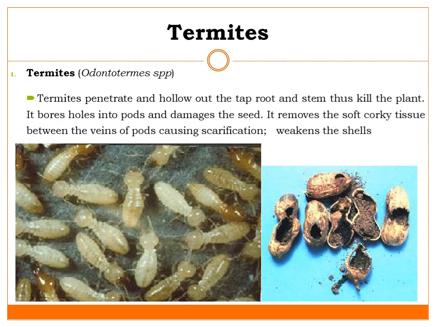Next is the termites. So, hindi lang sa bahay natin umaatake ang mga termites, pati din sa crops. No? So, termites, Odontotermes species. These termites penetrate and hollow out the tap root and stem, thus killing the plant. It bores holes into pods and damages the seeds. It removes the soft corky tissue between the veins of pods, causing scarification and weakening the shells. So you can see on the left photo is the photo of termites, and on the right is the damage they cause to the peanut pods.